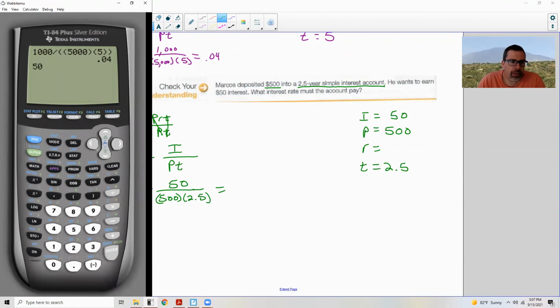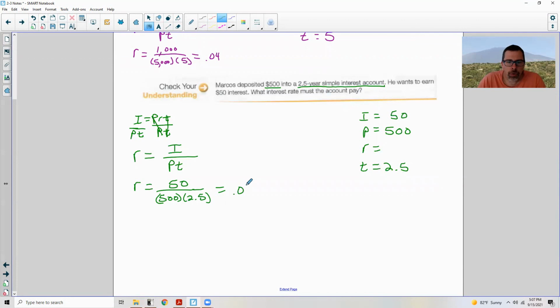50 divided by parenthesis, 500, parenthesis, 2.5, close it, enter, and that's 0.04. So again, it is 4%. That is our R. Okay. And that's a wrap.